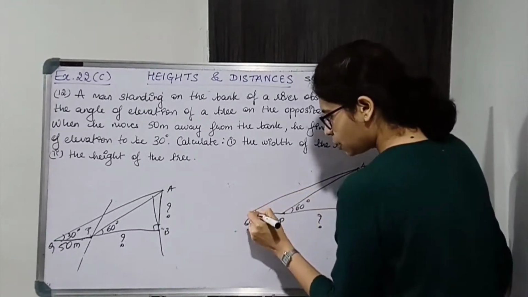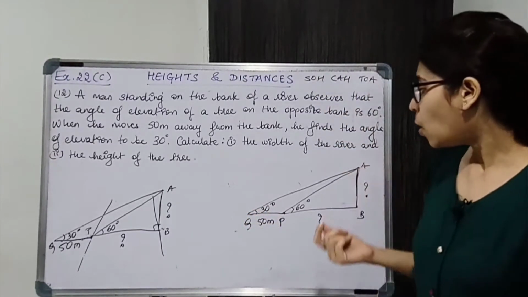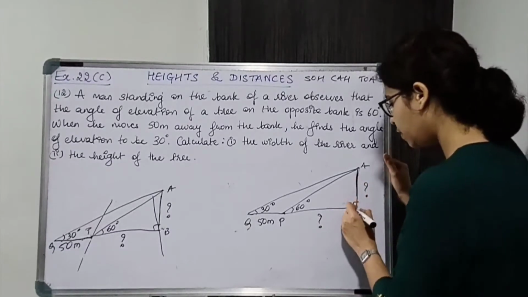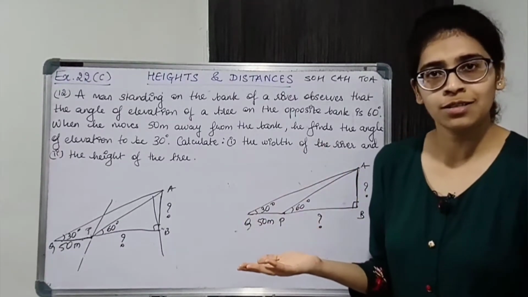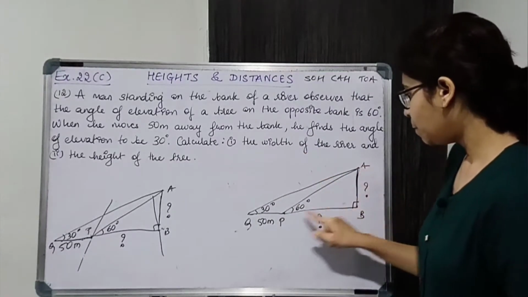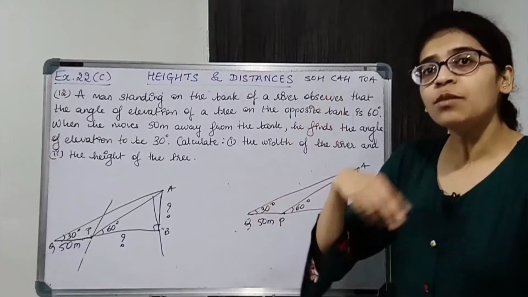Now the angle of elevation is 30 degrees. Okay. Now we need to find these two. So what are we going to do? We are going to consider right angle triangles. Two right angle triangles form here. One is ABP, the other is ABQ. Okay, we are going to consider both.